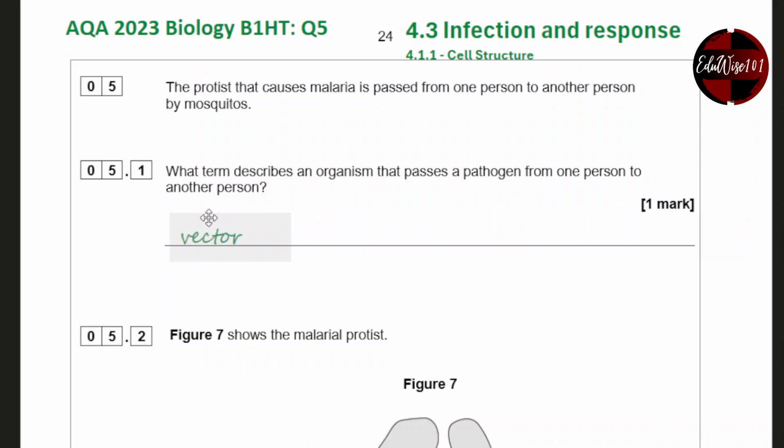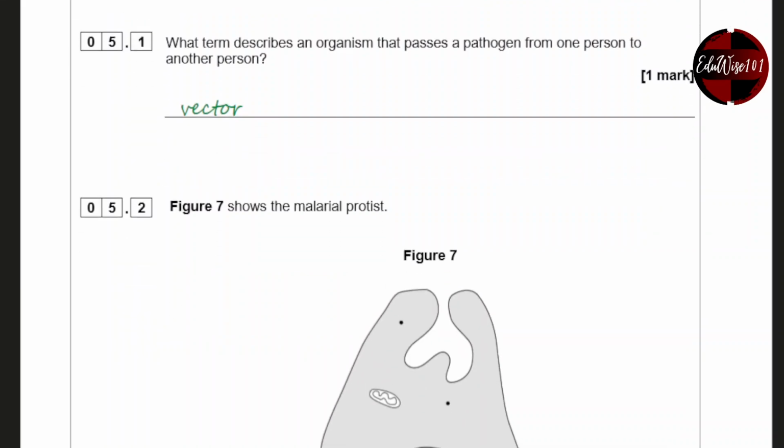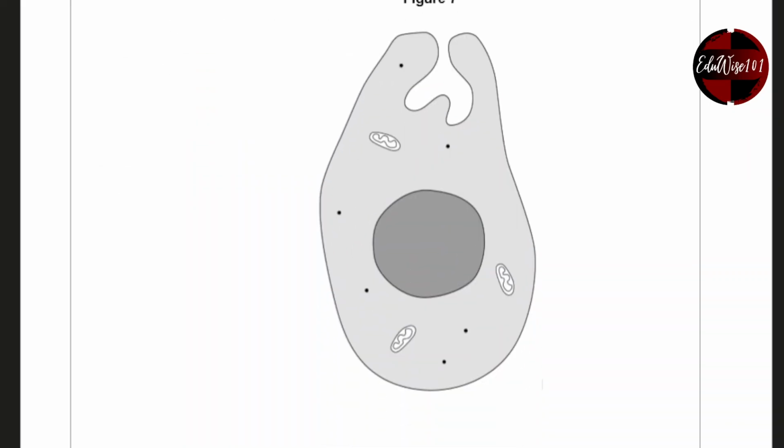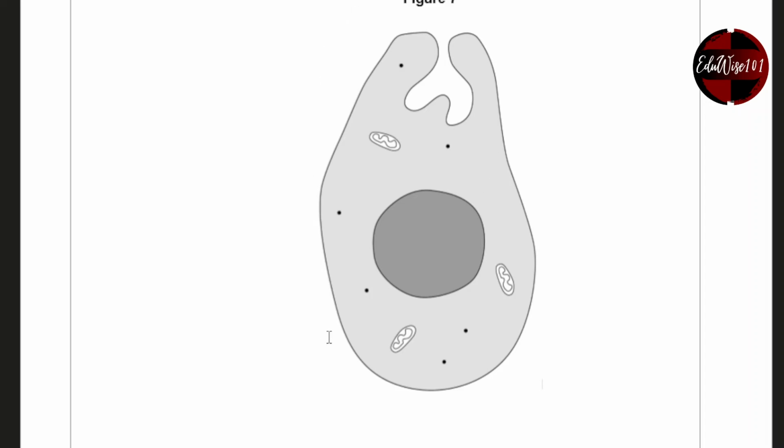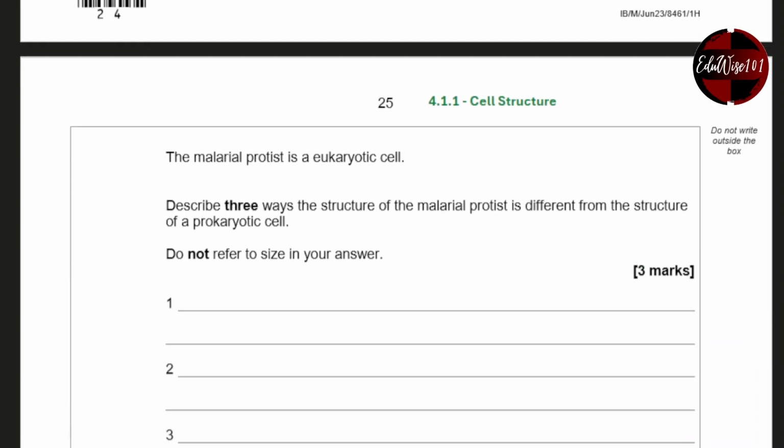Mosquitoes, flies, rabbits, animals can all be vectors if they carry a pathogen. Figure 7 shows the malarial protist. So you can see it doesn't have a cell wall, it has a cell membrane, a nucleus, some ribosomes, and what looks like mitochondria. And this is probably the feeding area. So the malarial protist is a eukaryotic cell.